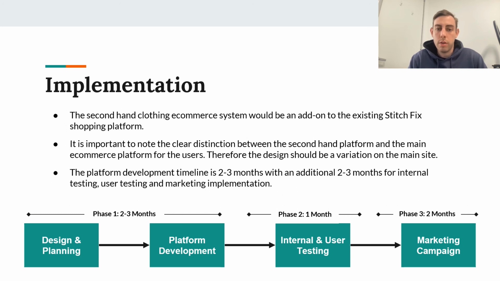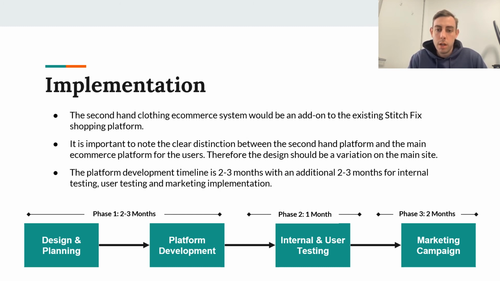I think it's important to note the differentiation and the distinction between the second-hand e-commerce platform and the main e-commerce platform. And this is for the users and other external stakeholders to not take too much importance away from their main e-commerce platform. Therefore, the design should be a slight variation on the main site, and this can be done, but not too dissimilar that it's a completely different platform.